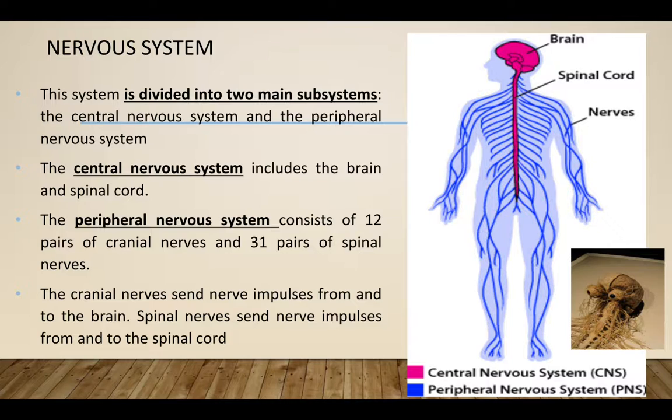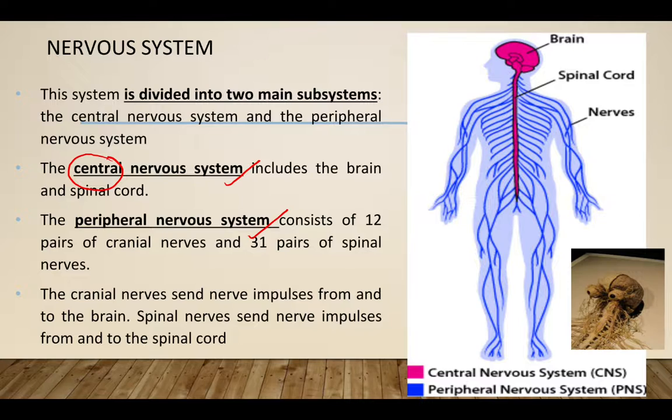The nervous system is divided into two main subsystems, that is the central nervous system and the peripheral nervous system. By the name itself, central means that it is the center of your body. So by referring to the diagram, the one in the center of our body is represented by the pink color, and the peripheral nervous system is represented by the blue color.